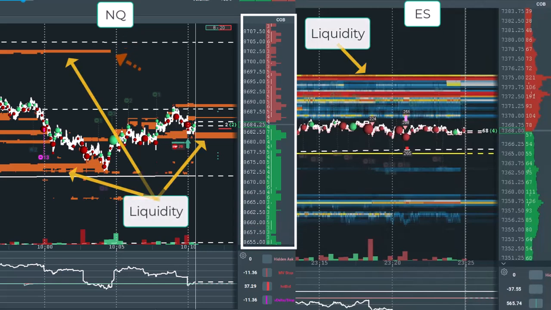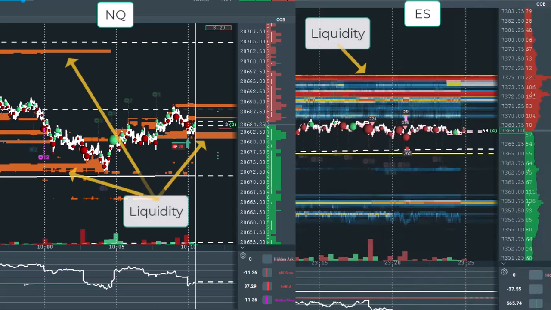NQ usually has larger price ranges. Even though NQ has a smaller tick value than ES, NQ often moves more points, so the real risk can still be very large if you trade the same number of contracts. NQ is also more likely to create deep wicks, high/low sweeps, and fast stop runs. Price can sweep a liquidity pool and then reverse sharply, or break straight through it if there is real momentum.